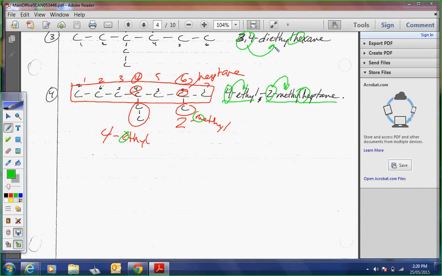Go ahead, Nick. On that number 4, if the branch coming off of the 2 had 2 carbons, it'd be the same as the other one. If this had 2, yeah, then it'd be 2,4-diethyl.